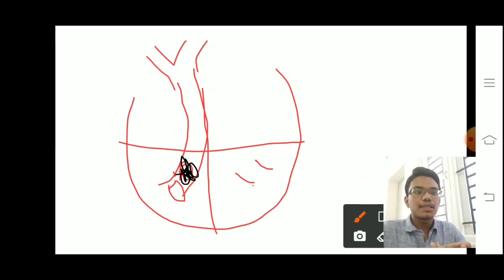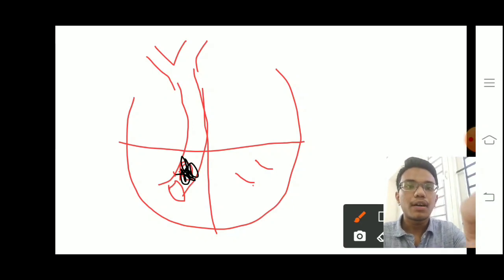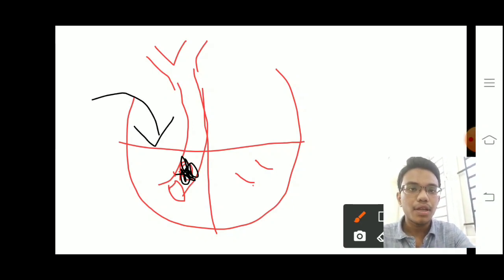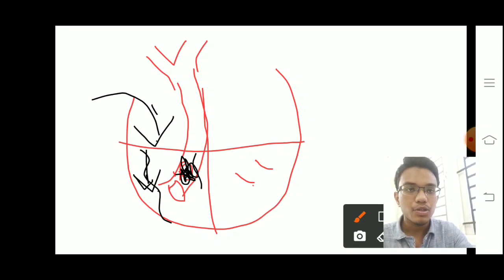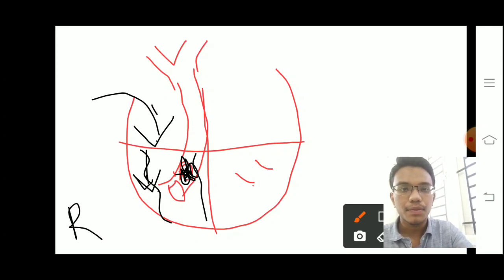So what happens? The blood is not able to flow from the right ventricle to the pulmonary trunk. So the blood will come to the right atrium, then to the right ventricle, and from here the blood is not able to pass through the pulmonary trunk as there is an obstruction present there. So what happens? Eventually right ventricular hypertrophy, RVH, occurs.